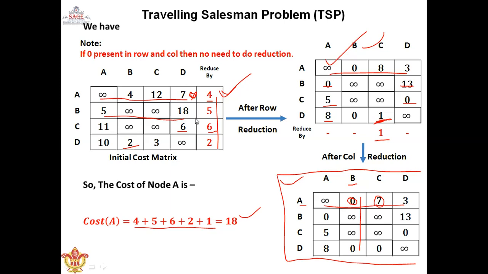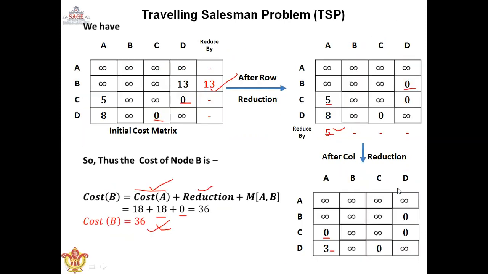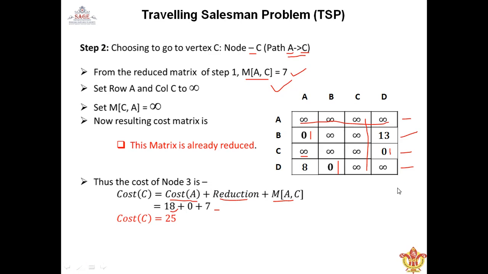From this reduced matrix, this is the A matrix. 7 is there, so A to C is 7. So we have 25. The cost is 25.